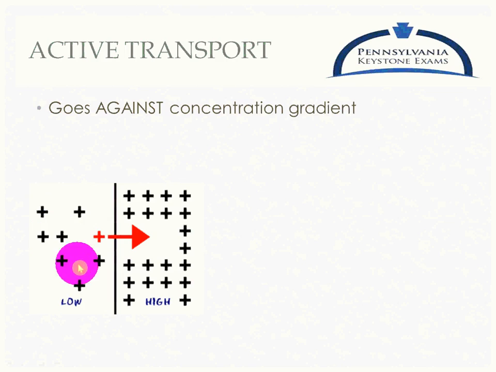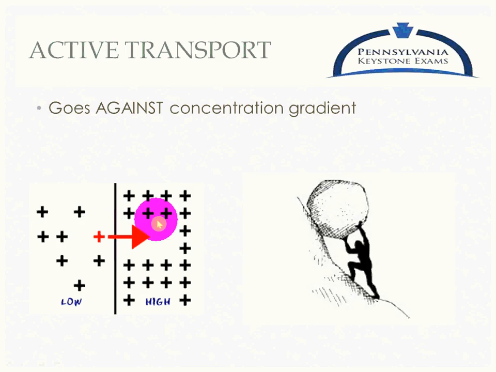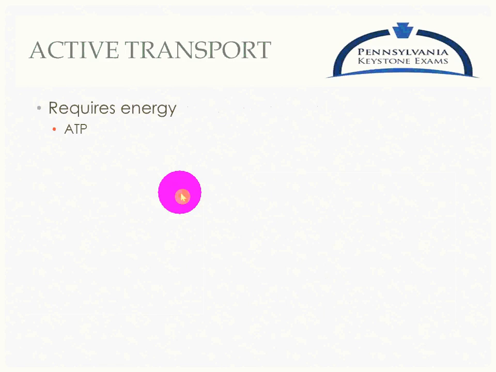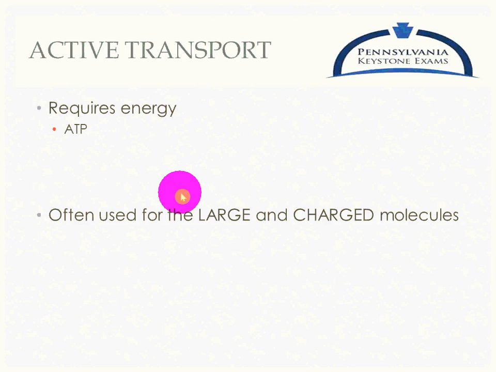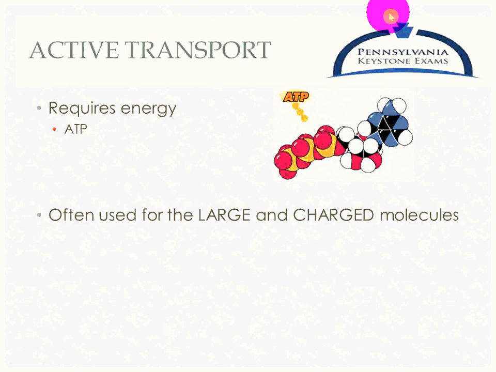So you can see here there are far fewer pluses than over here, and they're showing you the red one. This is not easy for the cell to do. It would be like pushing a boulder uphill or rowing upstream. It's something that is not easy to do. So what happens is we actually need help. And we need help in the form of cellular energy, and we need help from this guy who's known as ATP. You can see here, ATP is a really, really important energy molecule.